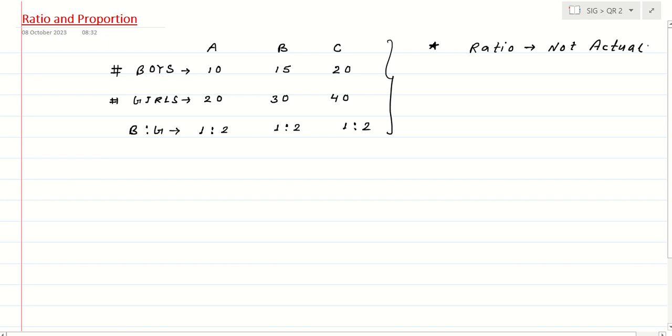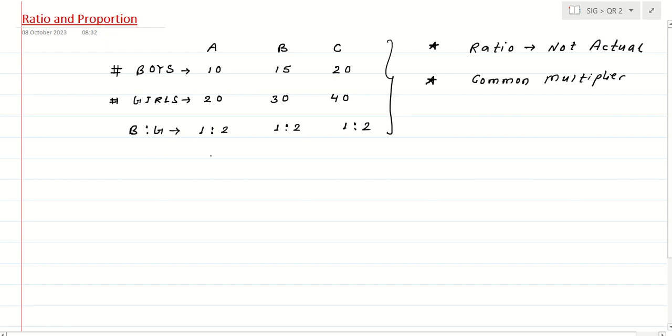See, the actual values are different in every section. The number of boys and the number of girls in every section is different. But the ratio of boys to girls in every section is the same, which means the ratio is not the actual value. Second point, how do I get the actual values? I must have a common multiplier. Important point, I must have a common multiplier.